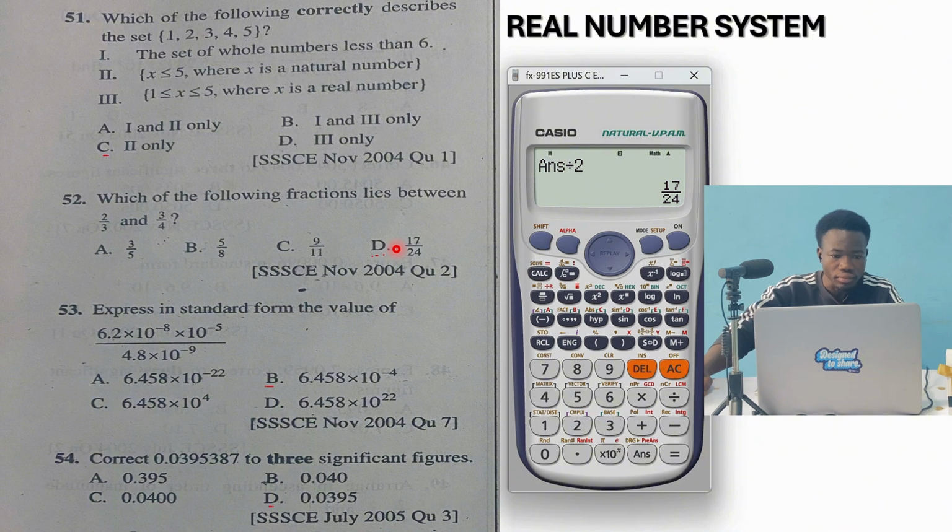Alright. So then we get to 53. Express in standard form the value of this. So you are looking for it in standard form, and all you have to do is to change your calculator to standard form. You can equally type the question first before you do that. Alright, but let's change it. You do that by pressing Shift and Mode, and choose option 7. Then here it's asking for the number of values that will be in your standard form.